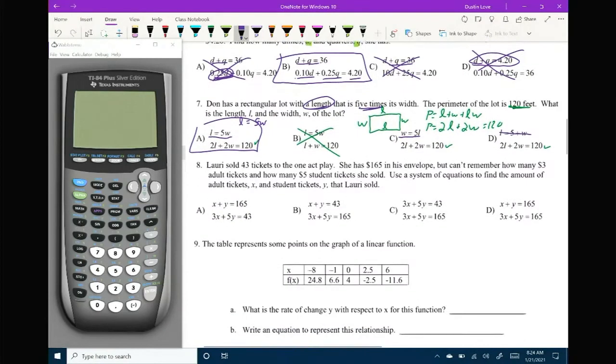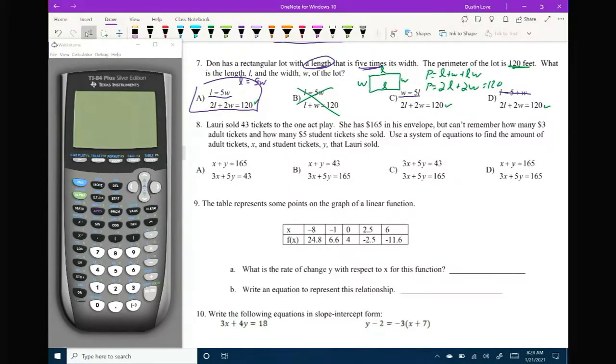Now, 8. Lori sold 43 tickets to the one-act play. She has $165 in the envelope. She can't remember how many $3 adult and $5 student tickets she sold. So let's see. We have our number and our values. Our number of tickets is 43, and we're using X and Y. So we're going to have X plus Y equals 43. Let's see where we got that. X plus Y equals 43. Actually, that's the only one that has that, so I know right away my answer has to be B.